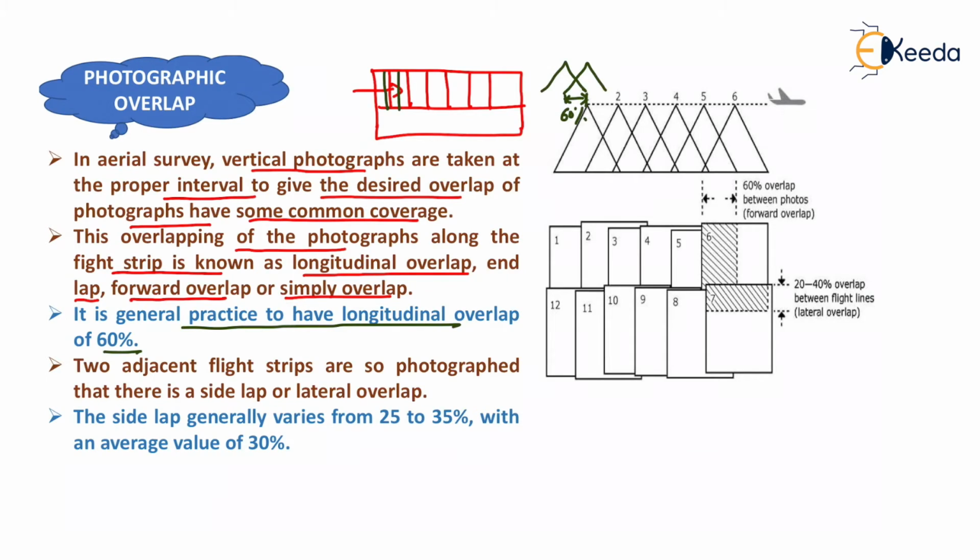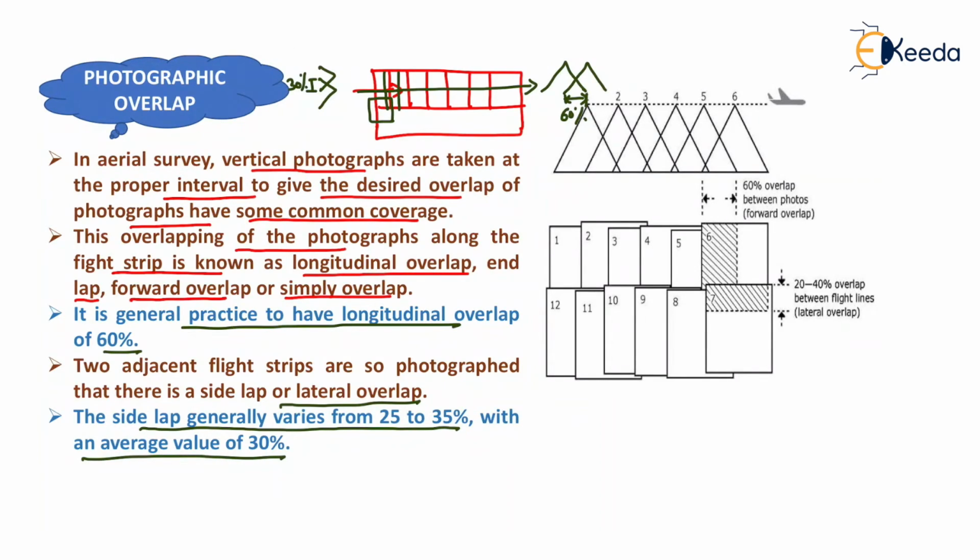Two adjacent flight strips are photographed so that there is a side lap or lateral overlap. Now suppose that this longitudinal photograph is taken. Now if we want to move to the next flight, then we need some side overlap also in between the photographs of the two flights, and this side overlap will be generally equal to 30%. So side lap generally varies from 25 to 35% with an average value of 30%.